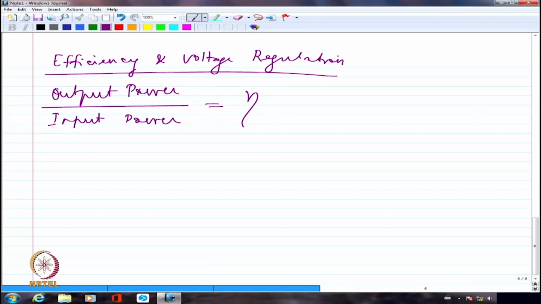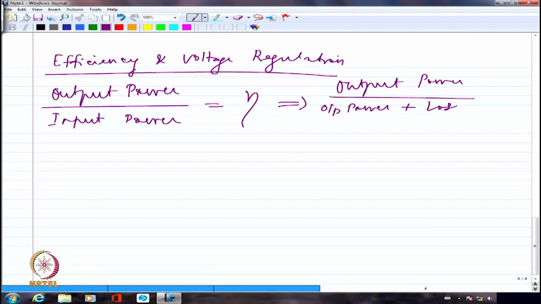So we would say that the efficiency estimation becomes extremely important from these two viewpoints: how much input power I have to give, and how much cooling I have to make sure is available for the apparatus that I'm using. So I can say this as, if I am able to measure output power, output power divided by output power plus losses, right? So what are the two losses?